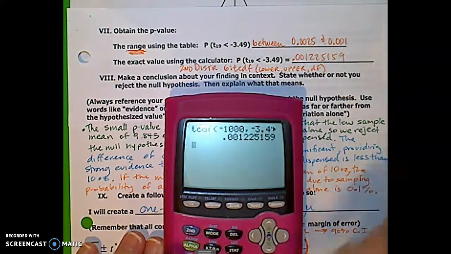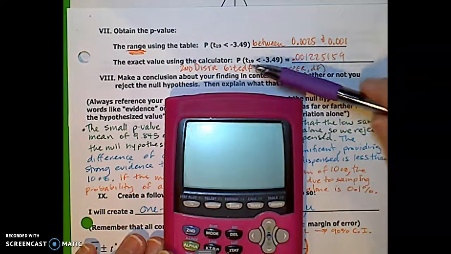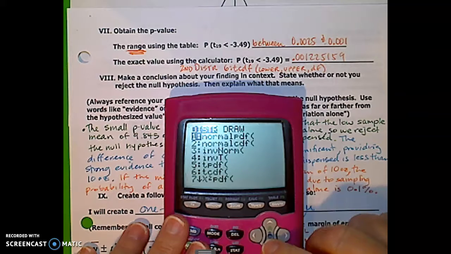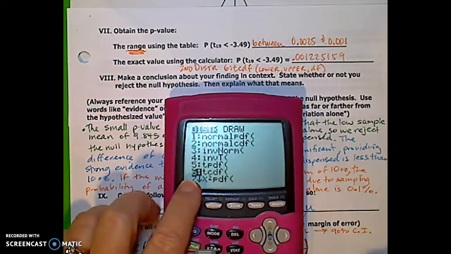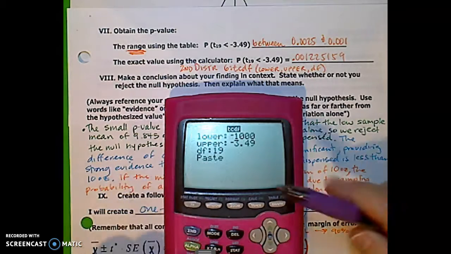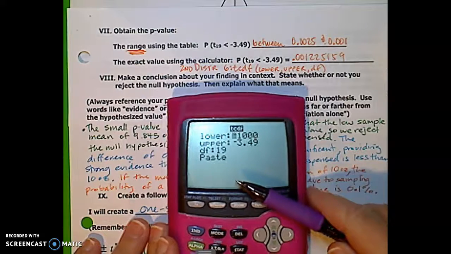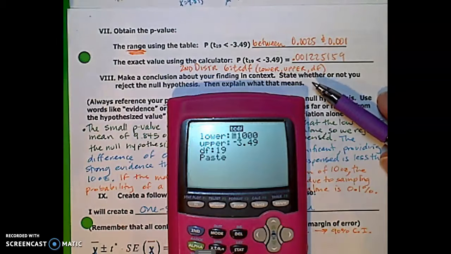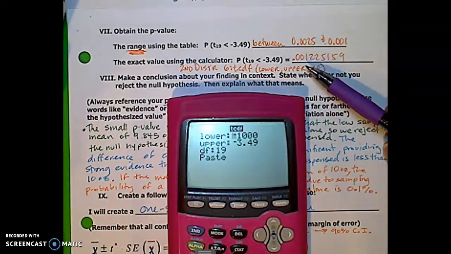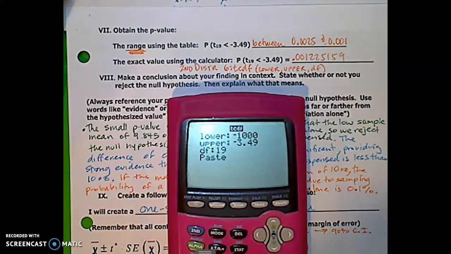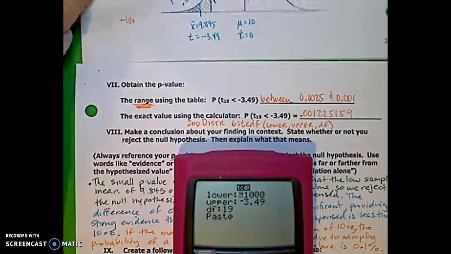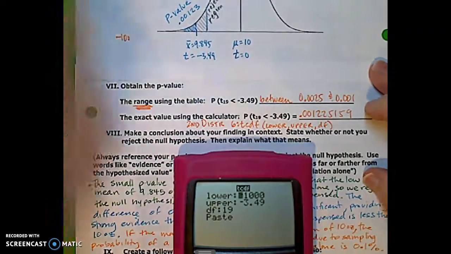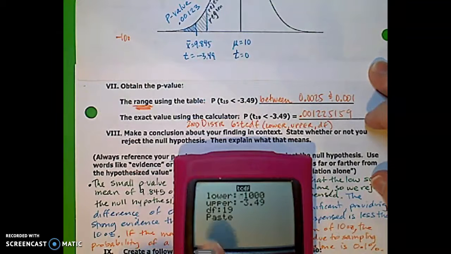It's kind of like normal CDF, but it's TCDF. Remember, this is a T distribution. So we're going to go to second distribution. Number 6 is TCDF. And we need to put in a lower limit, upper limit, and degrees of freedom. So the lower limit, if you think about the graph, we're at negative 3.49 on our t-score, so we need maybe negative 100 or negative 1,000. Either one of those is big enough. So I put in negative 1,000.